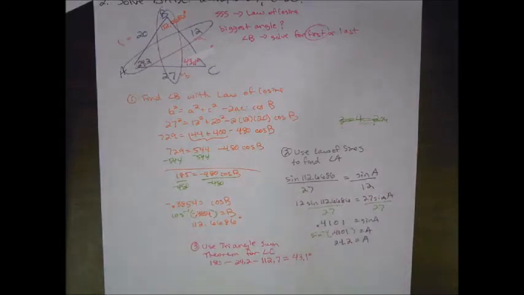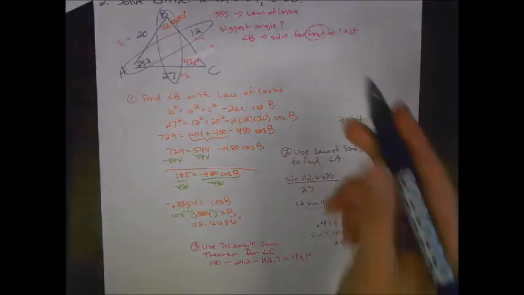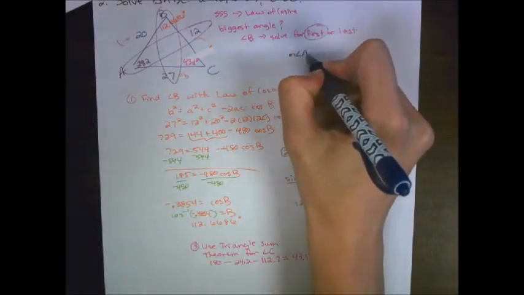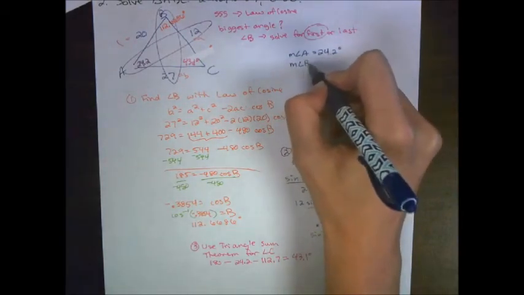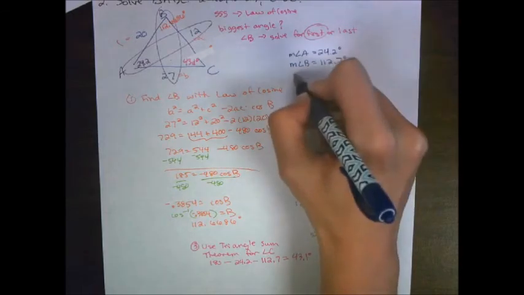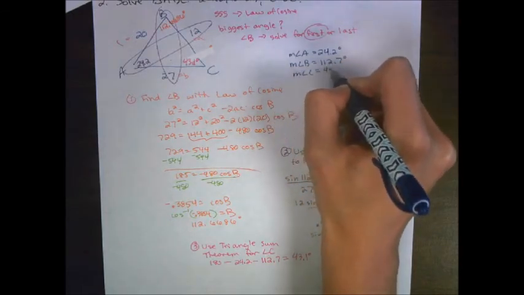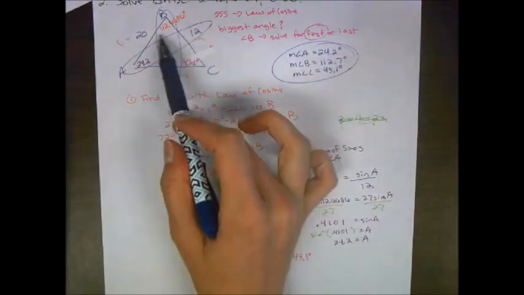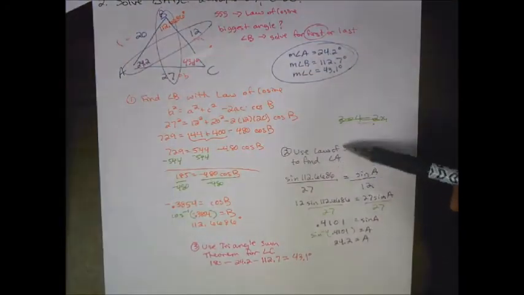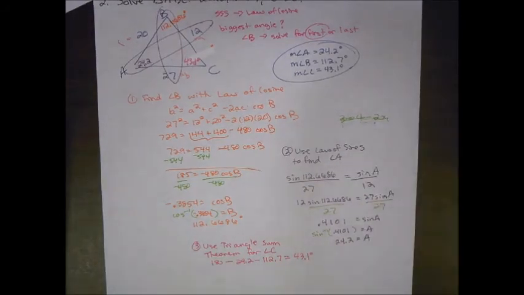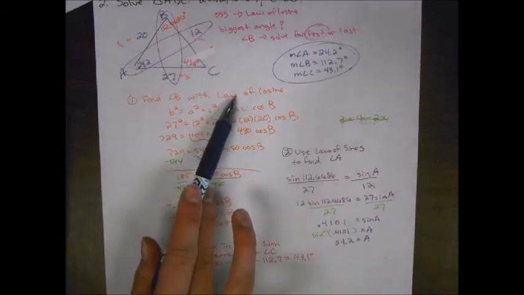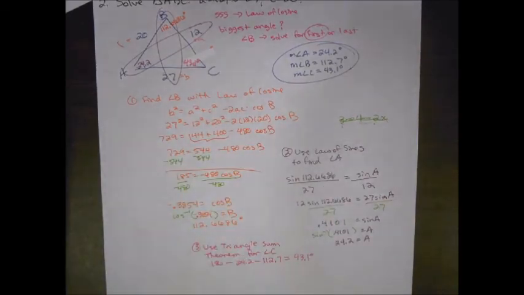Whew. Let's go ahead and write our answers in a nice little box. Measure of angle A is 24.2 degrees. Measure of angle B is 112.7 degrees. Measure of angle C is 43.1 degrees. Now remember, we didn't round this in the beginning because we had to use it in our law of sines. And if we have to use it, we use 4 decimals. So we use the same strategy as the first one: law of cosines, law of sines, triangle sum theorem.